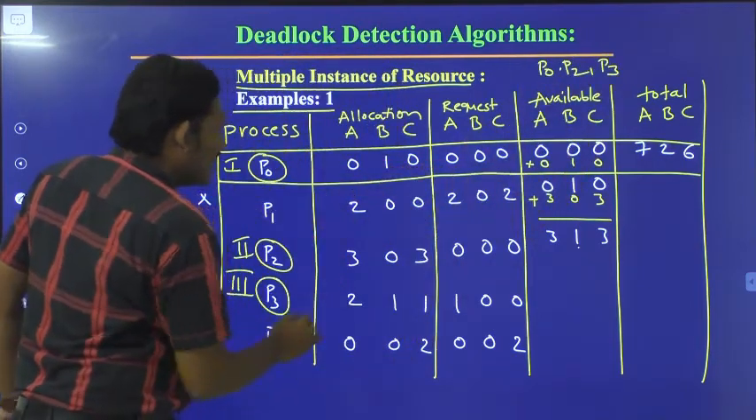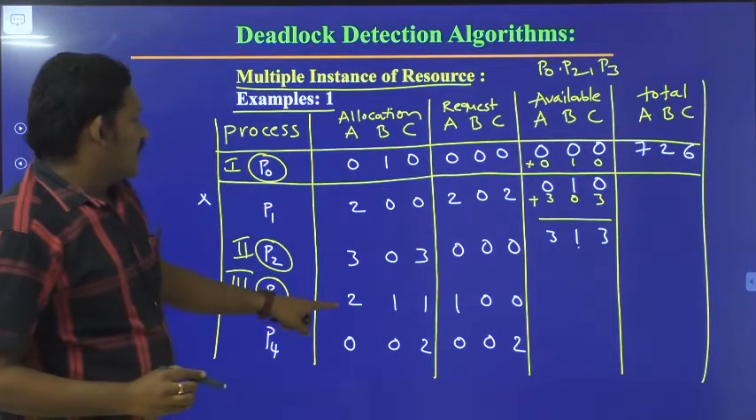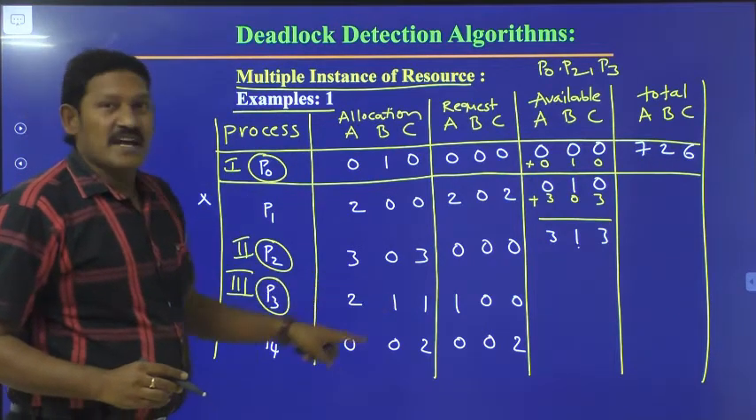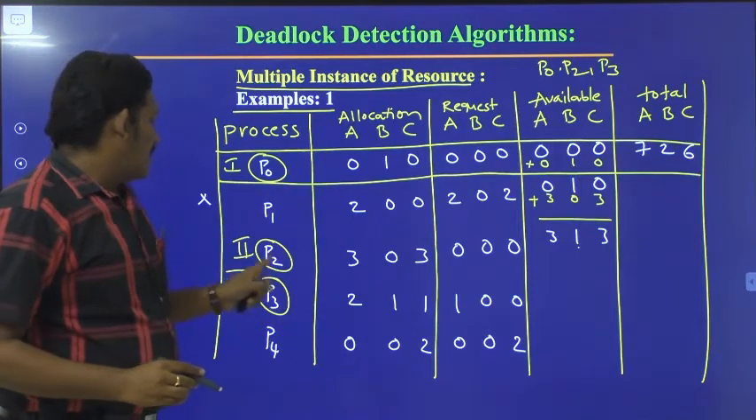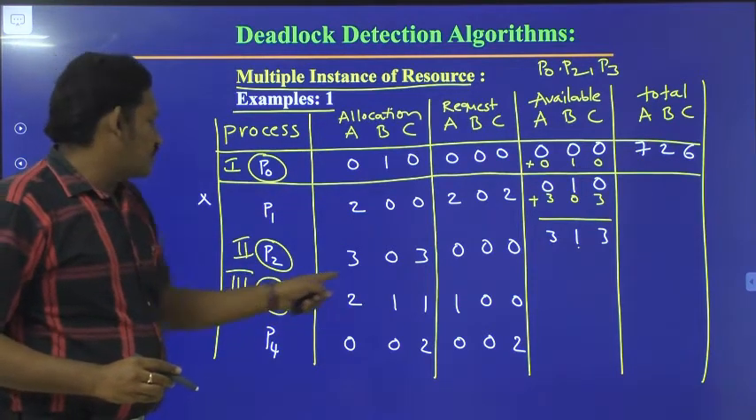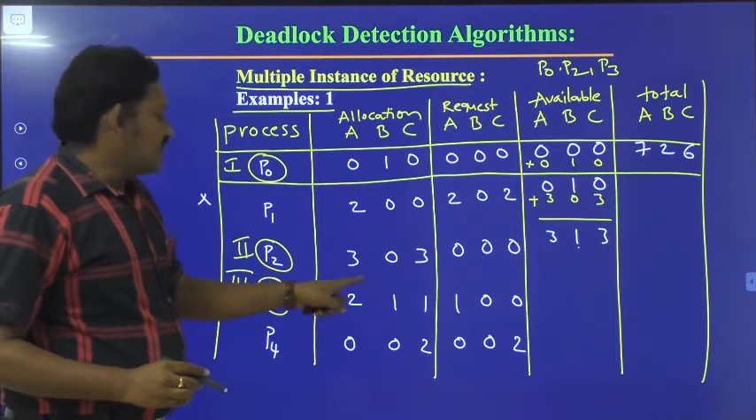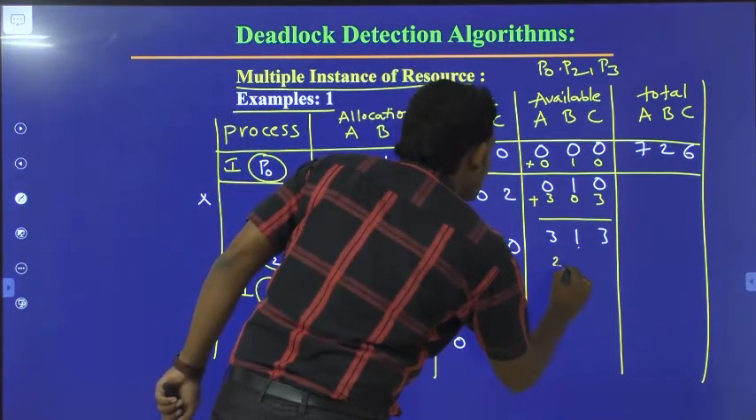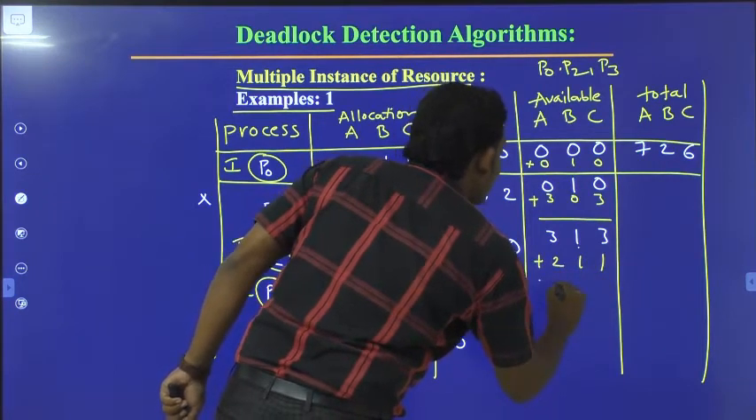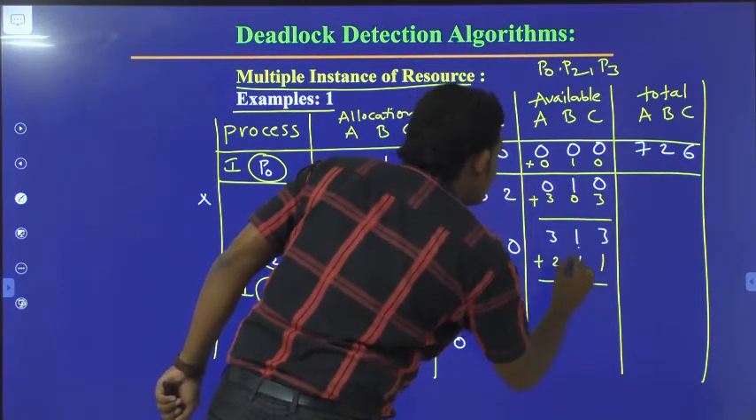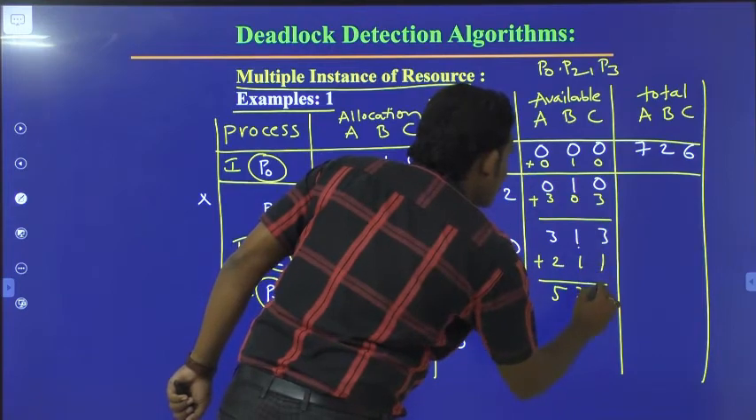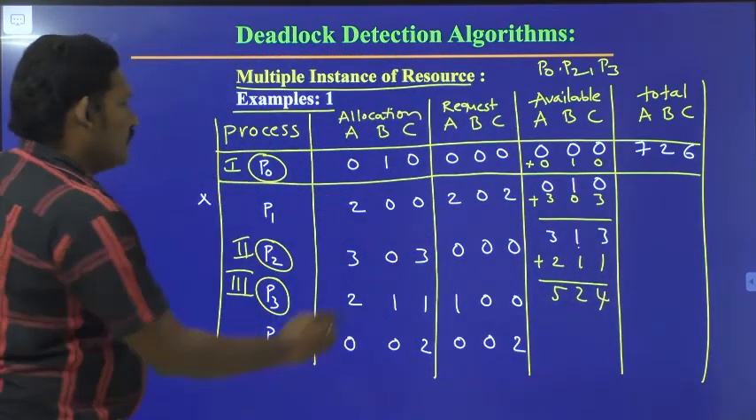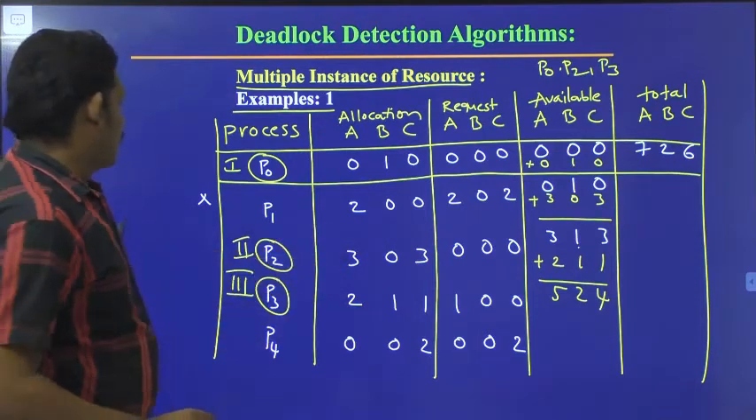Okay. So when it is executed, what happens? After completion of the execution of process P3, the resources of P3 will be released. So 2, 1, 1 will be released and they are added. So what happens? 3 plus 2 is 5, 1 plus 1 is 2, 3 plus 1 is 4. Okay. So available resources are 5, 2, 4.